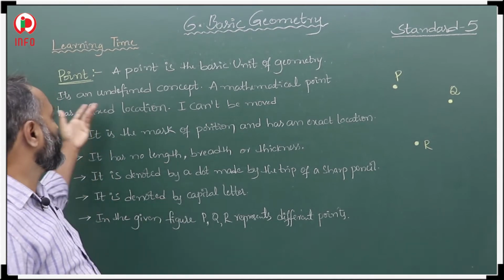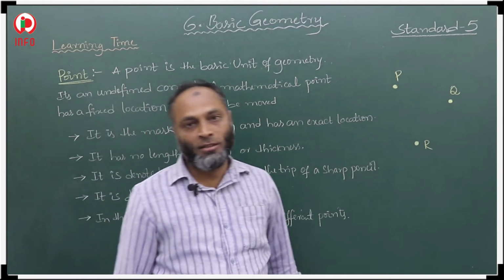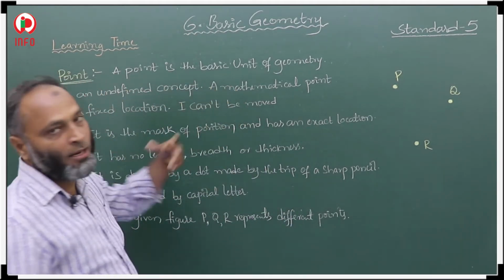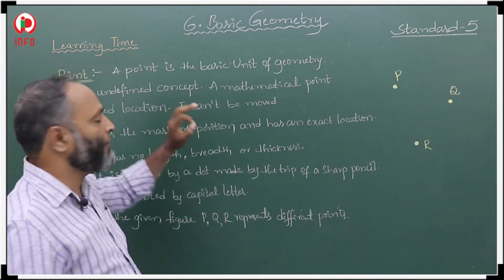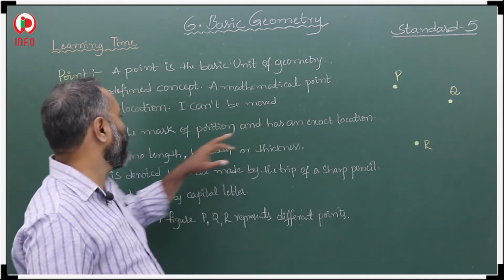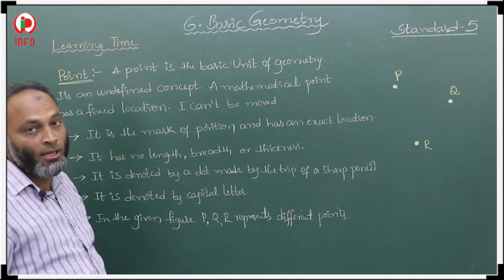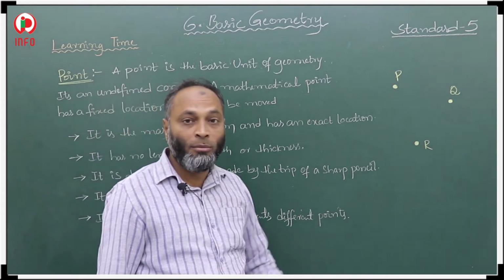If anybody asks how we can define a point, we say that a point is a fixed location in maths. That is how we can represent it like a definition, but actually it is an undefined concept. Point is an undefined concept, but in mathematics, a point has a fixed location. It cannot be moved.